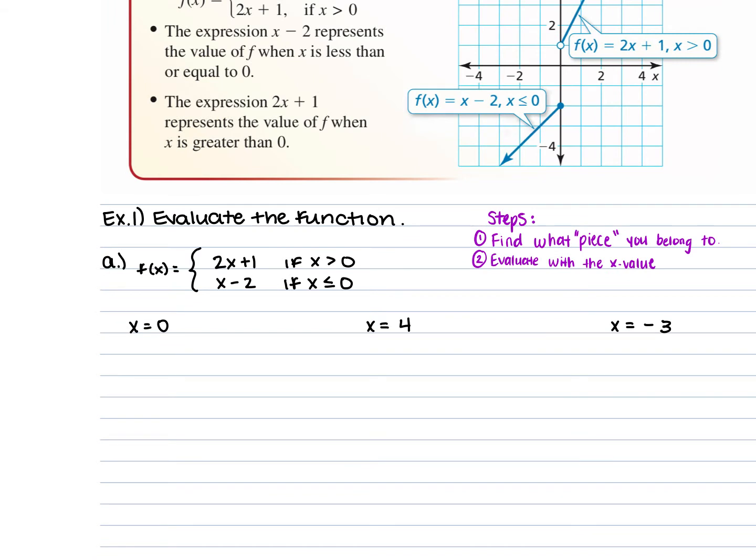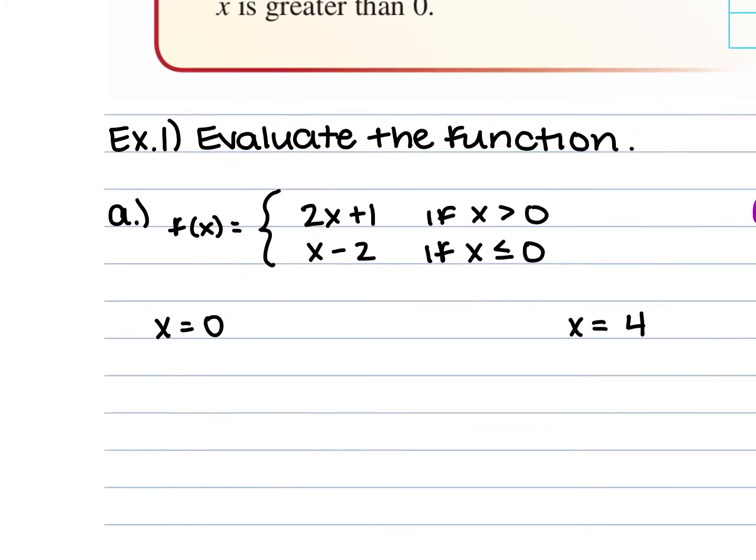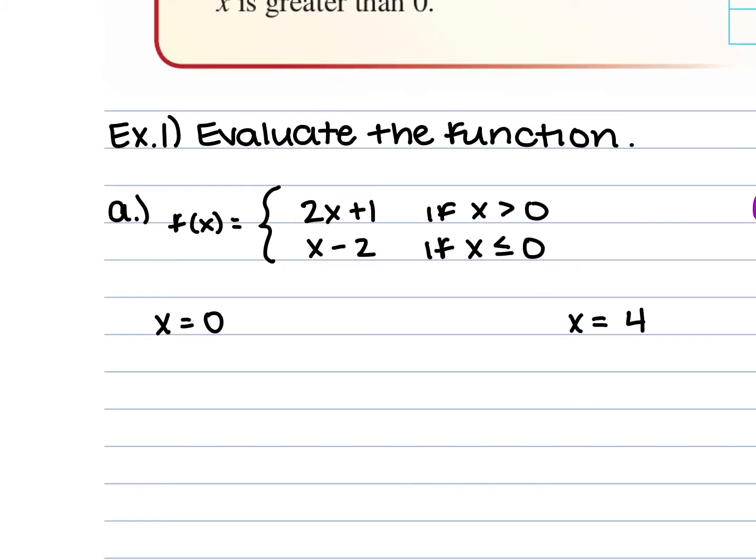So for example 1, we're evaluating the function. So the steps here are we have to find what piece it belongs to, and then evaluate the x value. So if I have x is equal to 0, for the first piece, we're just talking about x's that are greater than 0. And the second piece, I'm talking about x's that are less than or equal to 0. So what do you think x is equal to 0 falls into? The first piece or the second piece? Is 0 greater than 0, or is it less than or equal to? It's equal to 0, so it falls in the second piece. So that falls into this one.